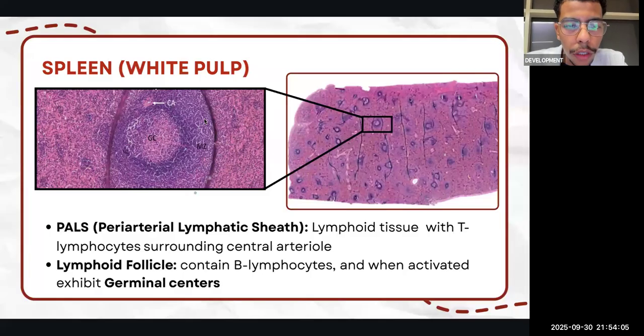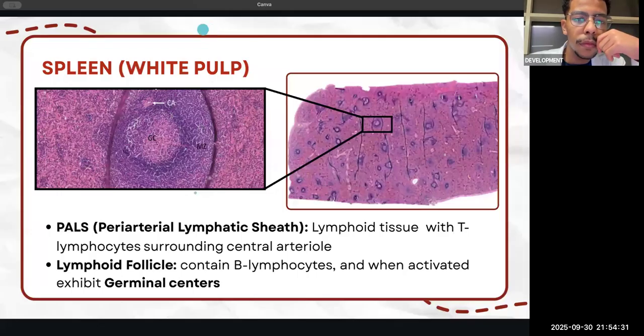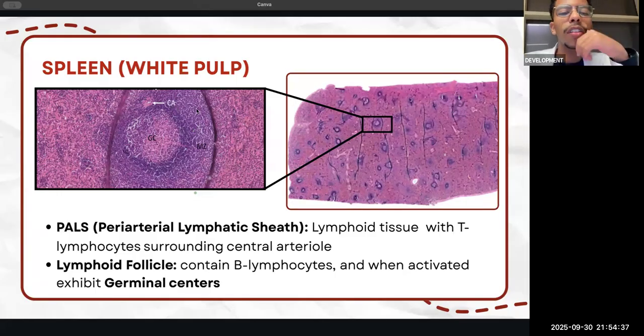Where are the nodules in the spleen? Can you point? These are PALS. The PALS is the whole thing. The white pulp has PALS around the central arteriole, which is in the middle. And then the germinal center in the middle is what has the B lymphocytes. PALS have T lymphocytes. It's better to write the full name, periarterial lymphatic sheath. And altogether, everything is called white pulp.